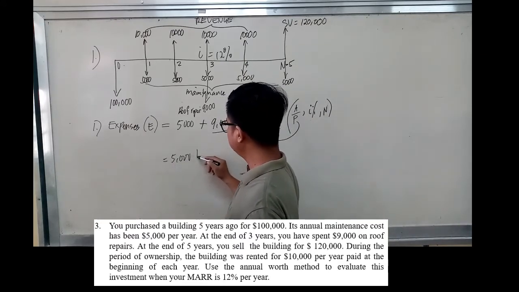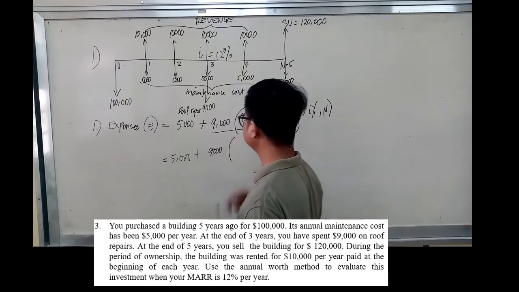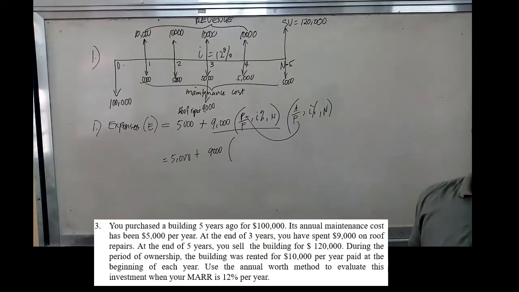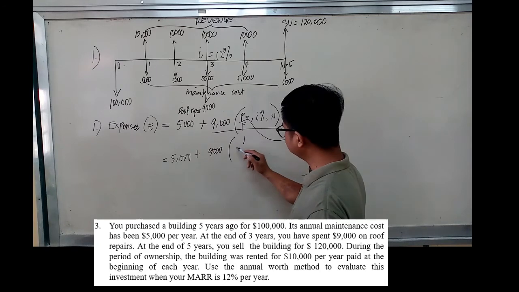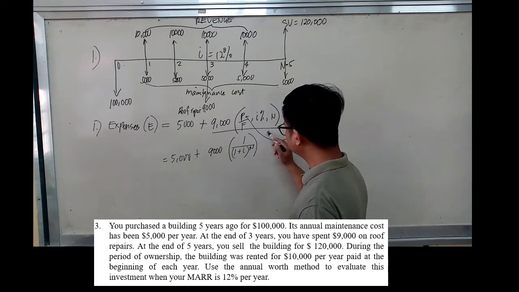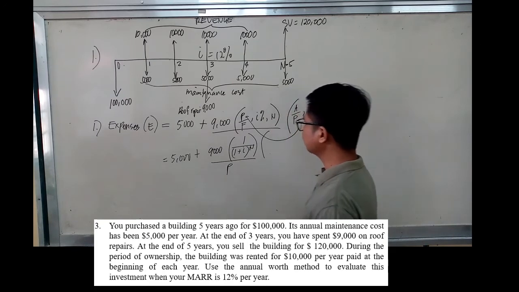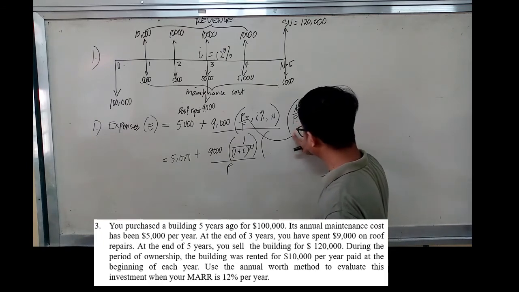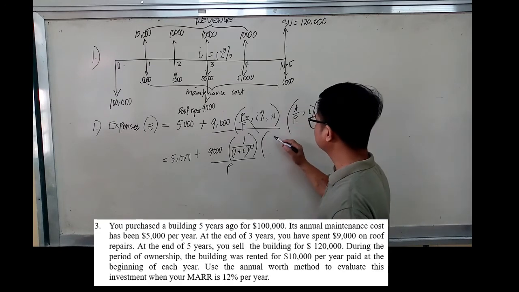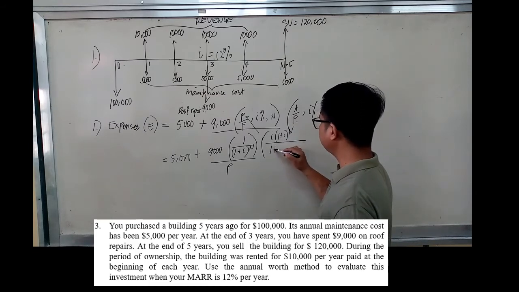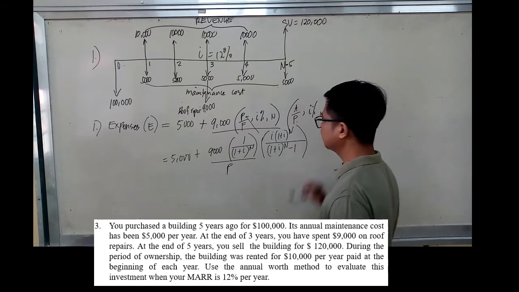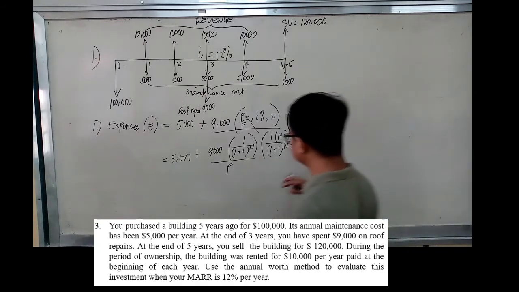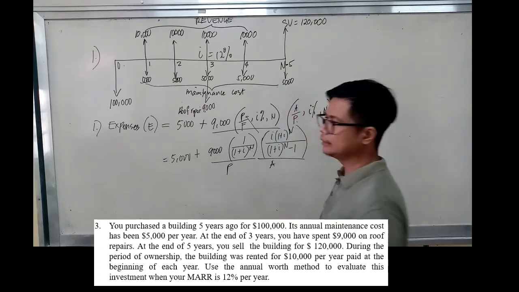5,000 plus 9,000 P. So, what is the formula of finding P given F? So, 1 divided by 1 plus I raised to N. So, this is our present work. So, i-convert na natin into annual work, annual equivalent. So, I ulit. 1 plus I raised to N divided by 1 plus I raised to N less 1. So, very mahaba. So, lahat yan.